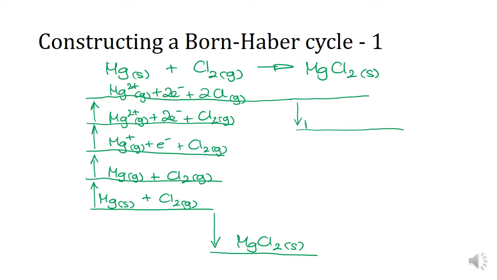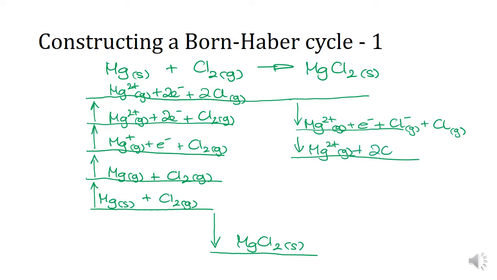So I start with my Mg2+ gas, and I take one of those electrons and I add it to one of my chlorine gas atoms, and I'm left with 1 chlorine gas atom left over. And then I add the other electron to my other chlorine atom. So Mg2+ gas plus 2Cl- gas, and then that links back.